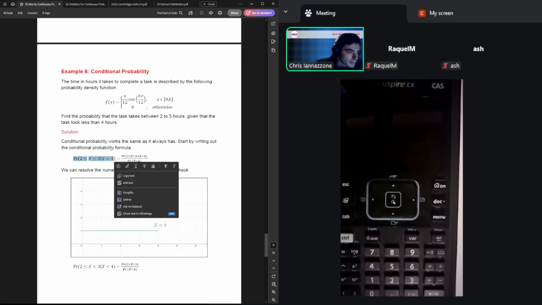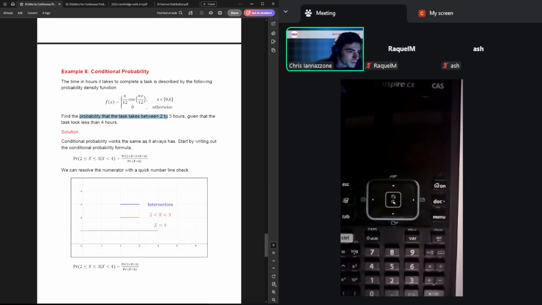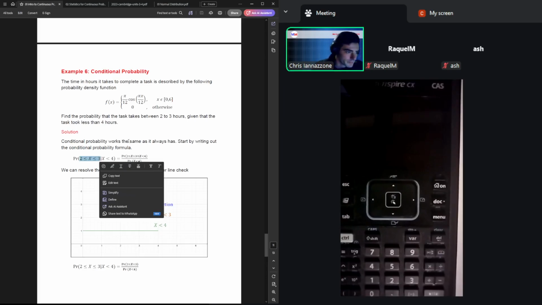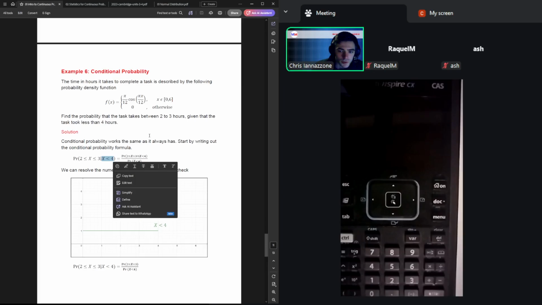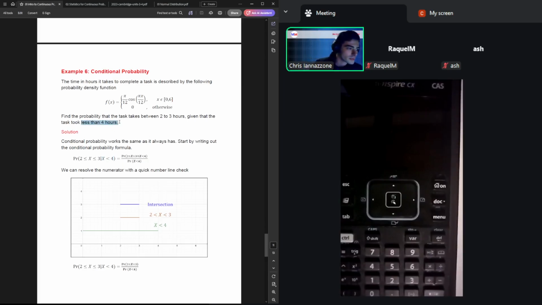That is implying conditional probability. The way you set it up, the thing that they say find is going to go on the left hand side. Find the probability, task takes between 2 to 3 hours. So that would be X being between 2 and 3. Given that the task took less than 4 hours, since that's the thing that follows the conditional, or that is the conditional, that goes on the right hand side. X less than 4 hours.